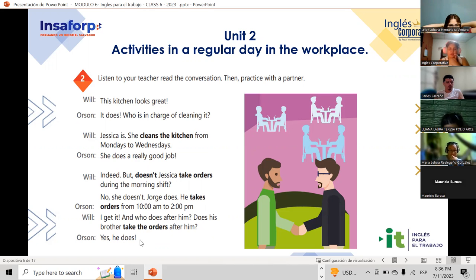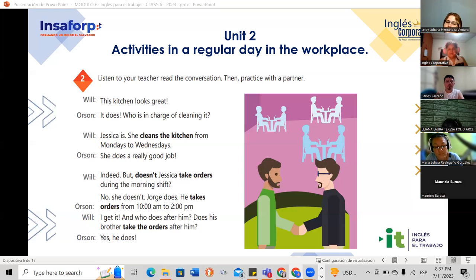Yes, he does. Okay, do you know what is shift? No, teacher. I know that is a tecla on my keyboard. Okay, but in this case it means la jornada, okay? Jornada de trabajo, como su horario de trabajo. And what else? Let me see. Indeed, do you know what is the meaning of indeed? Efectivamente. Yeah. Okay, very good.